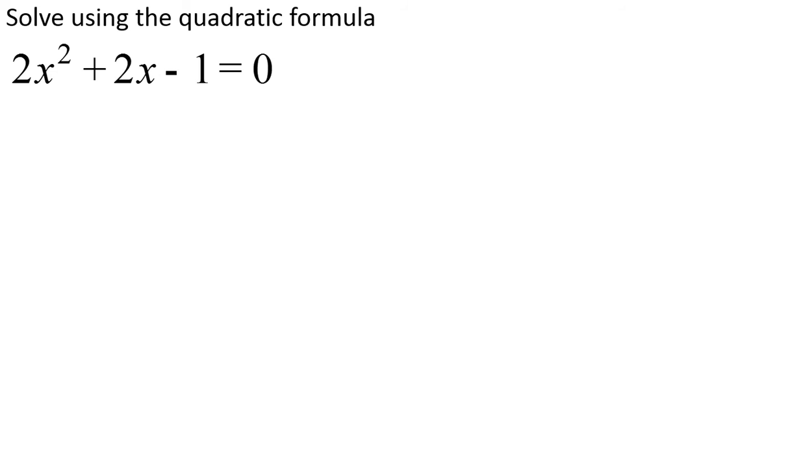We'll go ahead and solve this using the quadratic formula, which is x equals negative b plus or minus the square root of b squared minus 4ac over 2a. So in order to use this formula, we need to identify a, b, and c. A, b, and c are coming from the coefficients of our quadratic equation.